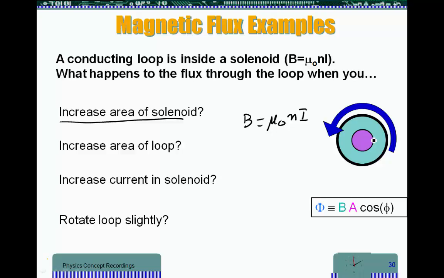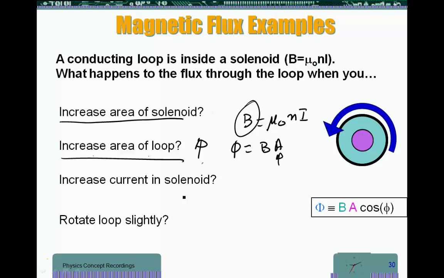Okay, now the next question. What happens to the flux through the loop when we increase the area of the loop? Flux through the loop is BA cosine of phi, but cosine of phi is 1, so it's just BA. If I increase the area, I increase the flux. B is still given by this. So when we increase the area of the loop, we increase the flux. So first answer, no change. Second answer, increase the flux.